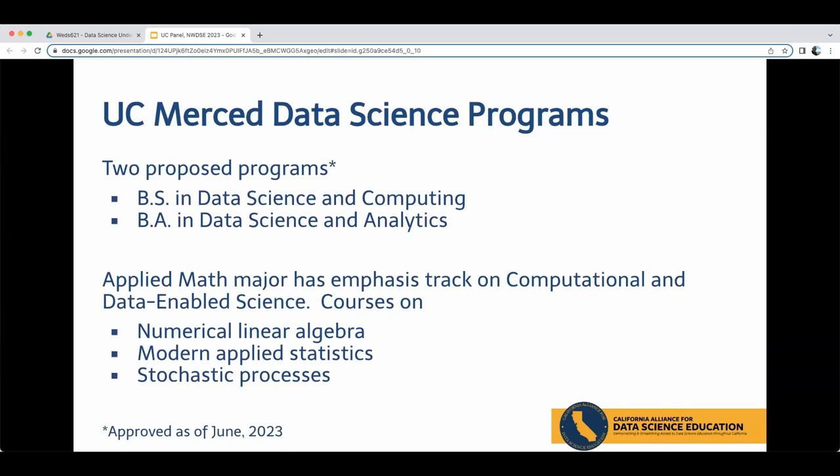Okay, so this is one of the issues that we're going to face on our campus, because you have these two data science programs that is a little bit confusing. And if you look at some of the course requirements, there's some overlap. So this is one of our pain points I'll mention later on. And as I said before, we have an applied math major that has an emphasis track on computational data-enabled science, which has courses in numerical linear algebra, modern applied statistics, and stochastic processes, which we could use within our proposed data science program.